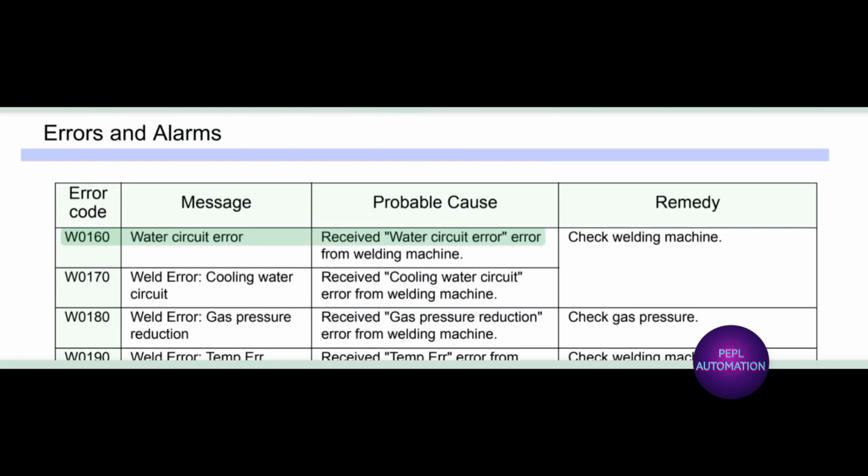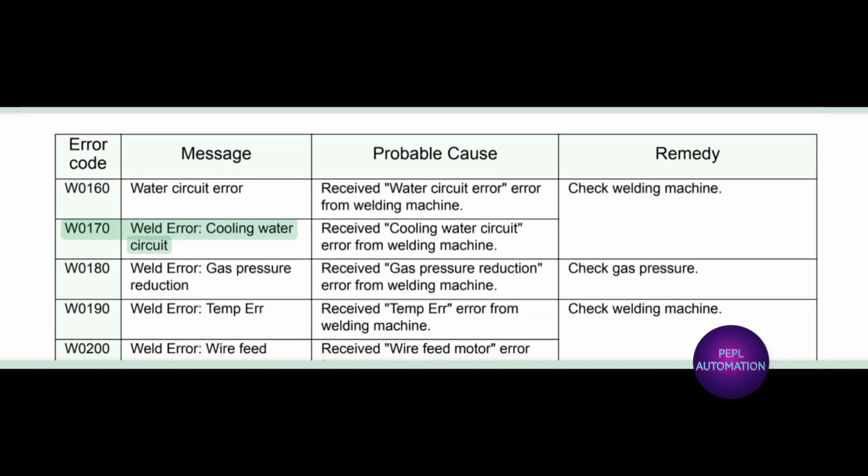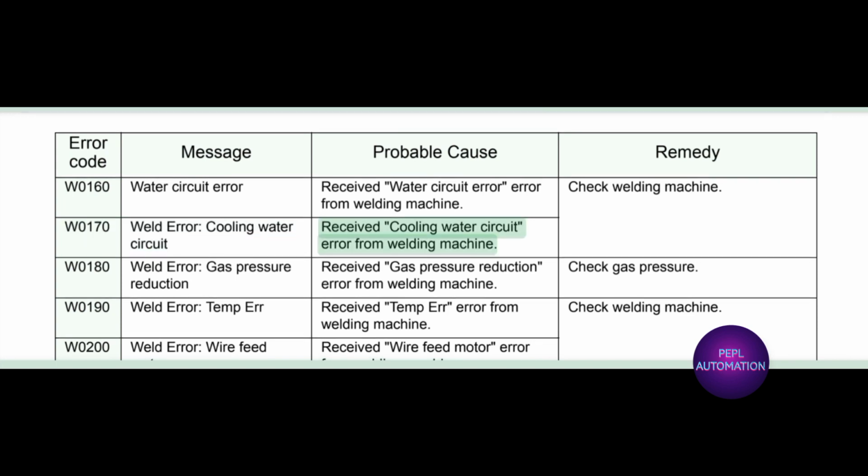W0160 water circuit error received. Water circuit error, error from welding machine. Check welding machine. W0170 weld error, cooling water circuit received. Cooling water circuit, error from welding machine.